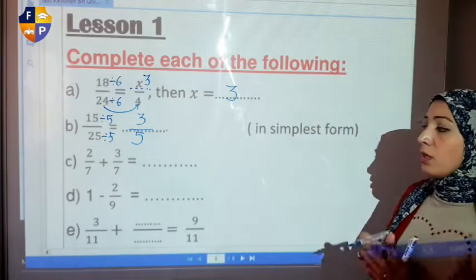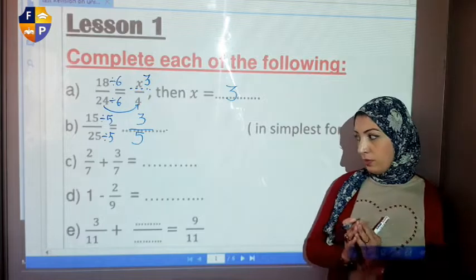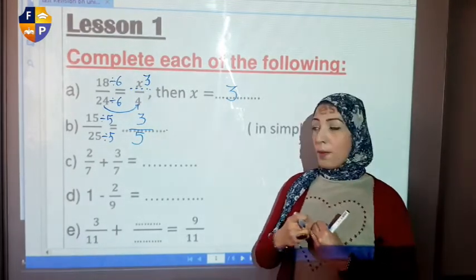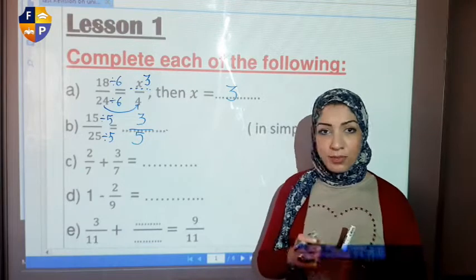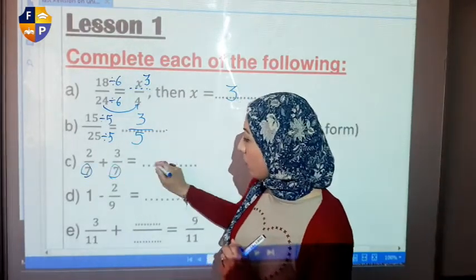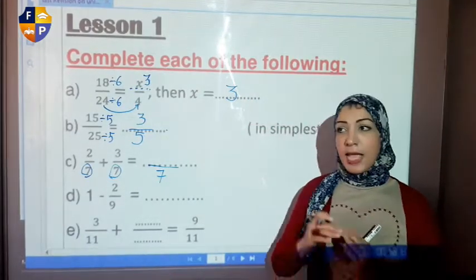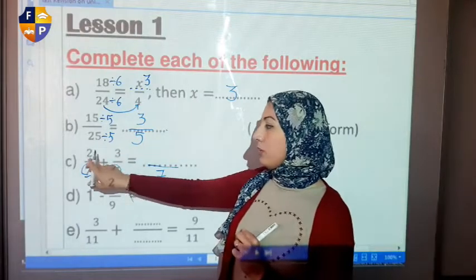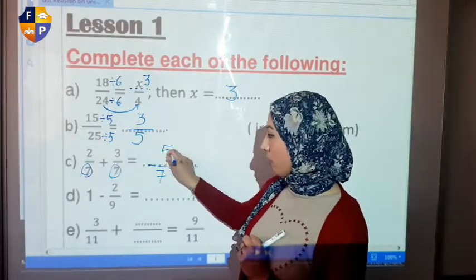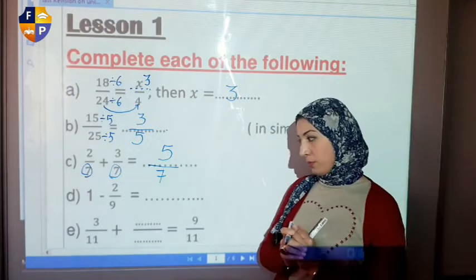So 3 over 5 is the simplest form. Next one, 2 over 7 plus 3 over 7. Here we want to add two fractions. But here the two fractions have a common denominator, which is 7. So we will write 7 in the denominator as it is, and we will add the numerators. So 2 plus 3 equals 5. So the answer is 5 over 7.